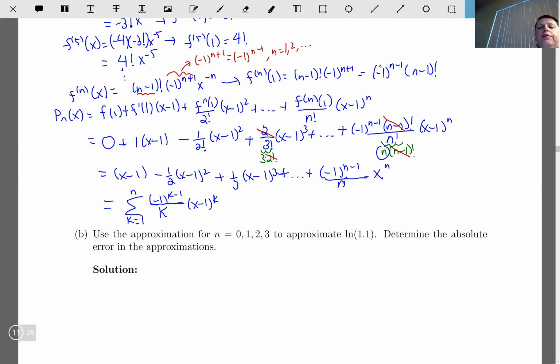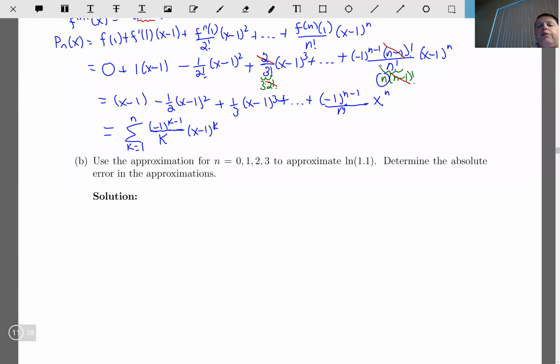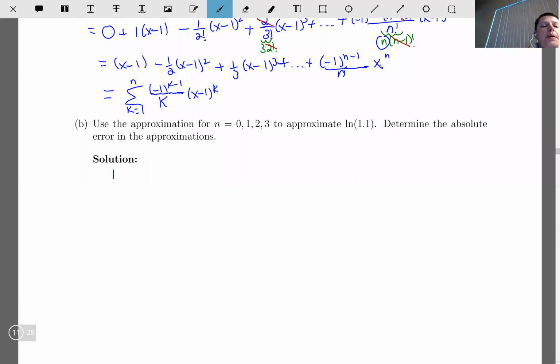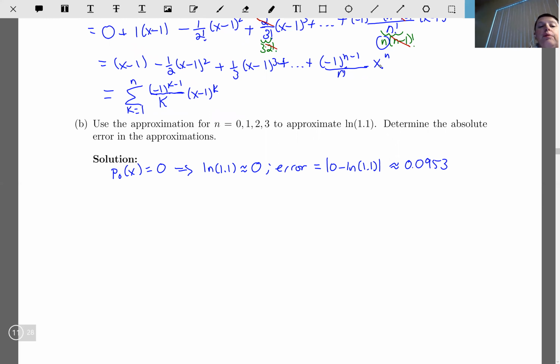Okay, great. So let's use the approximation for n equals 0, 1, 2, 3, just to approximate log of 1.1 and find the absolute error. Remember, the absolute error is I take my approximate answer minus the actual answer, but take the absolute value of that. So what is P0 of x? Well, P0 of x is 0. So that would mean that my approximation for log of 1.1 is approximately 0. What's the error? Well, the error is equal to 0 minus the actual log of 1.1 in absolute value, which is approximately 0.0953. So taking 0 terms of my series works really well.